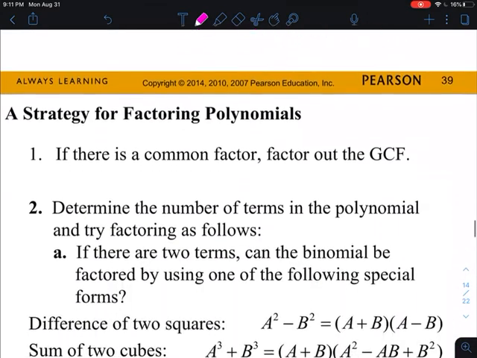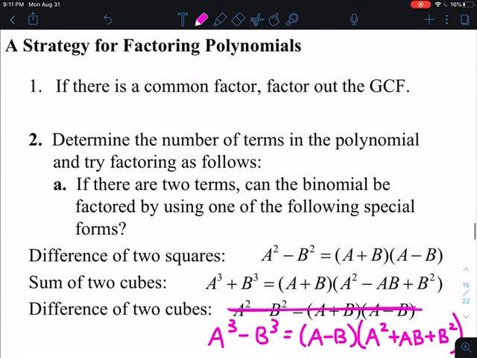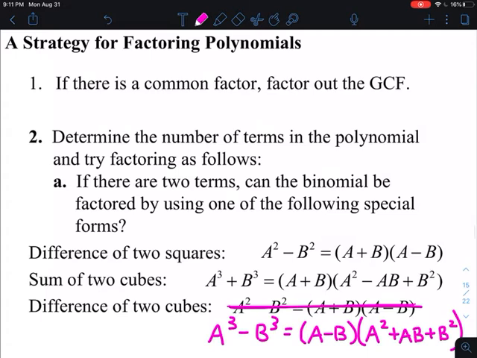So in general, a strategy for factoring polynomials, some of the things that we did yesterday, some of the things we just looked at today. Step number 1, if there's a common factor, factor out the GCF. Always look to simplify what you have from the beginning. It will make your life easier. Step number 2 says to determine the number of terms in the polynomial and try factoring as follows.